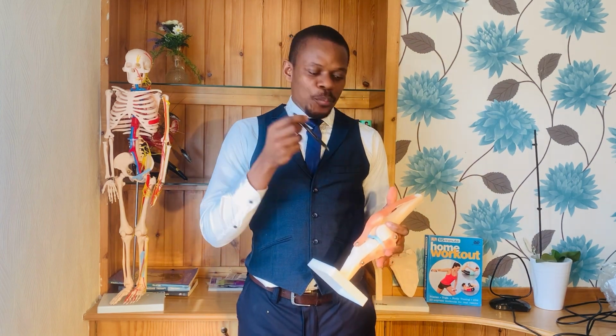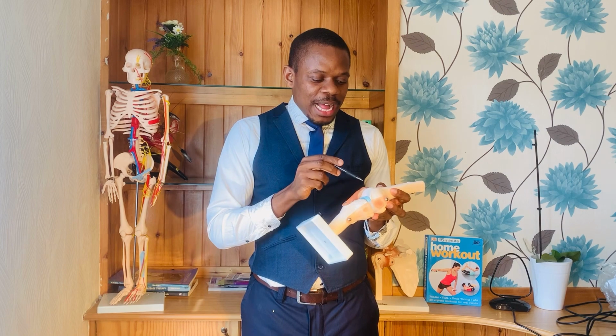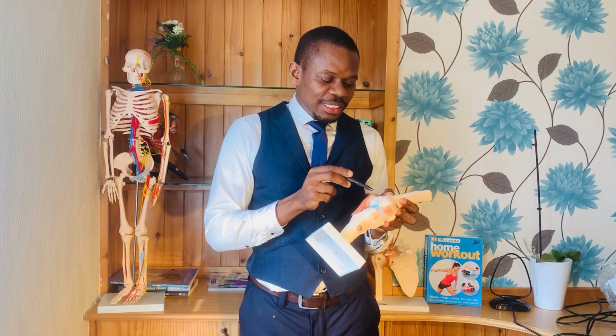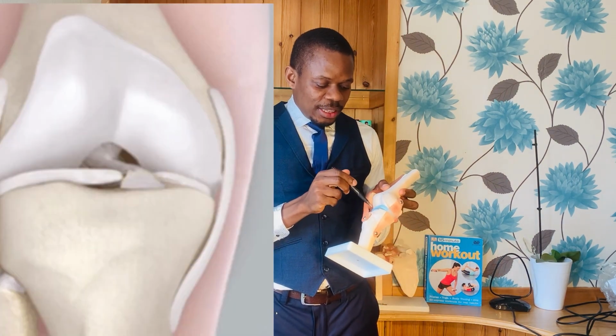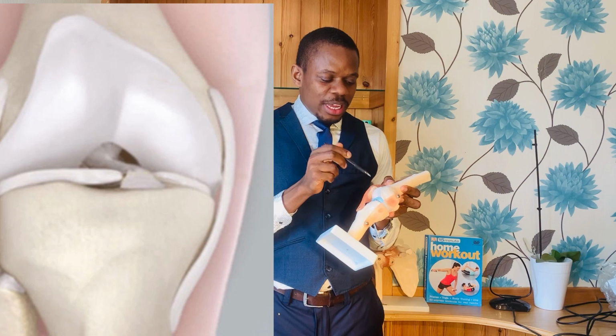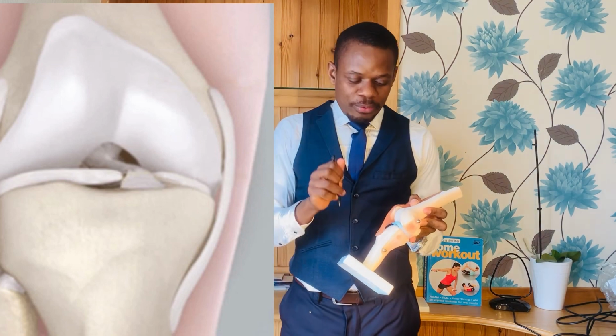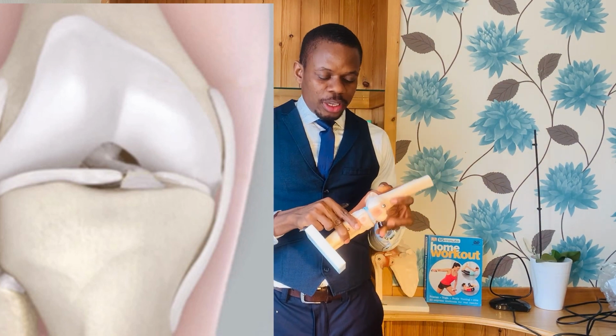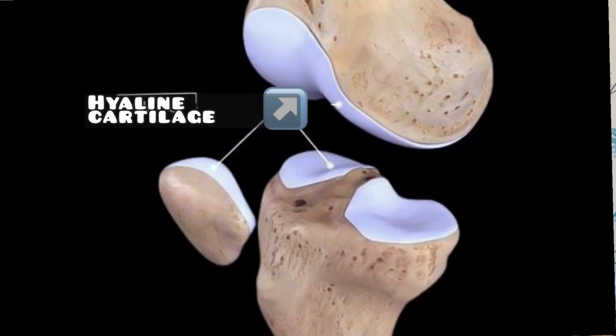Osteoarthritis is a degenerative joint disease. It occurs when there is wear and tear of the cartilage that lines the end of the bones that make up the knee joint. When there is a degeneration of this cartilage here, or this cartilage here, the smooth ending of this bone becomes rough and they begin to rub on each other. In a healthy knee joint, there is a thin layer of hyaline cartilage that covers the end of the articular bone that make up the knee joint.